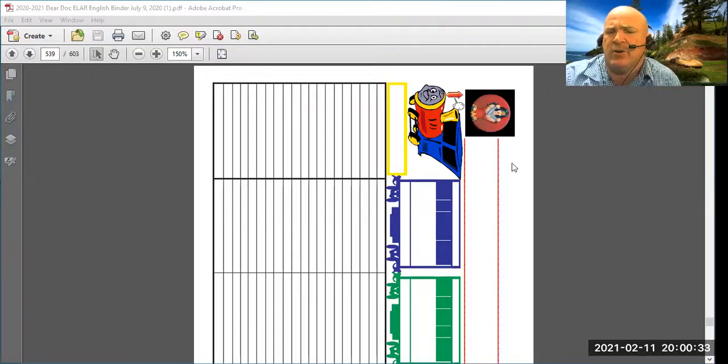So without further ado, let me go ahead and show you inside my binder on page 539. You're going to see a colorful train. And so this colorful train has no words on it, but it does have a couple of things. If you'll notice, I'll use my annotation here to kind of place some things that I'm pointing out.